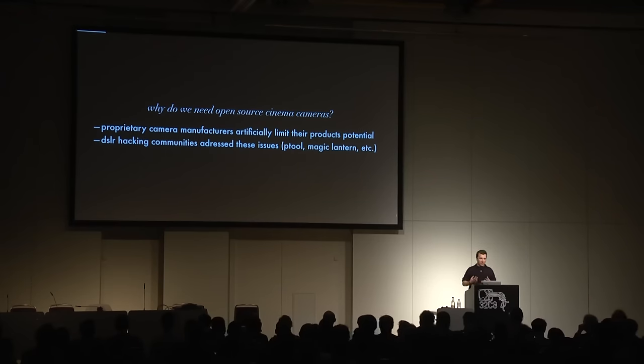DSLR hacking communities have been targeting this for quite some time. Just to give you a few examples, maybe some of you know the Magic Lantern project, which is a project that tries to create an alternative firmware for various Canon cameras, trying to make them also available for video and for other usages that were not actually intended. And there is actually, to this date, except our project, no professional open source solution for a video camera available.